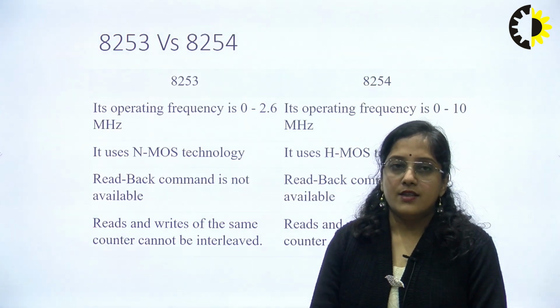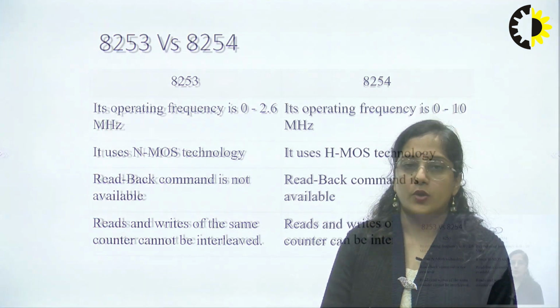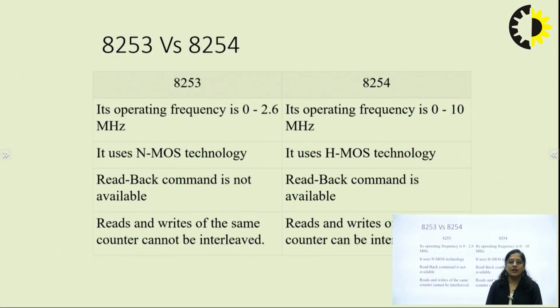So we will discuss 8253, and another version of the programmable timer counter IC is 8254. So let us see the difference between 8253 and 8254. 8253 operates at a frequency from 0 to 2.6 megahertz, while 8254 operates at a frequency from 0 to 10 megahertz. This is the basic difference between the 8253 IC and 8254.